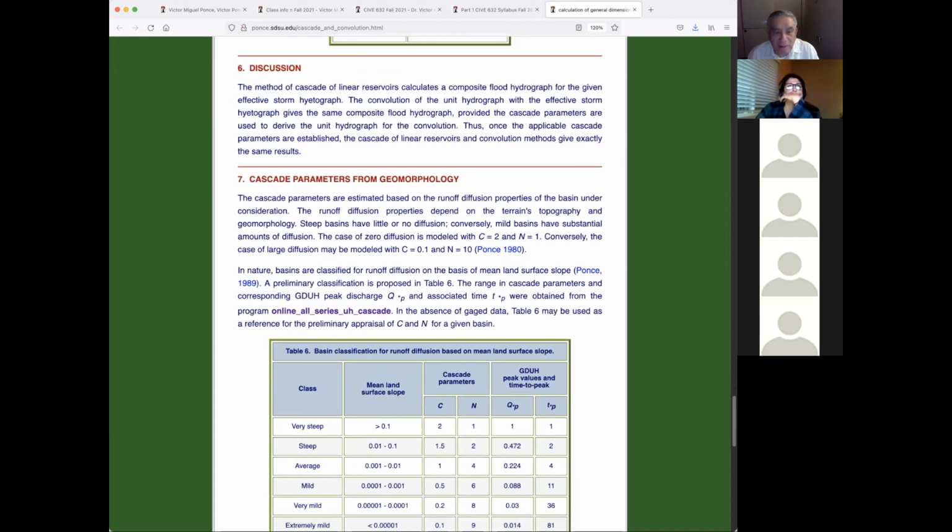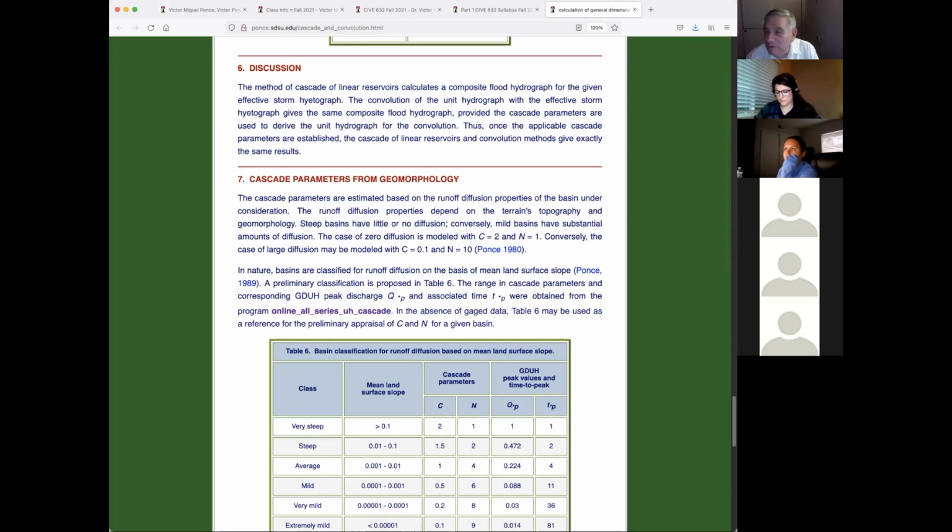The cascade parameters are estimated based on the runoff diffusion properties. The key point here is runoff diffusion. Remember runoff diffusion of the basin under consideration. The runoff diffusion properties depend on the terrain's topography and geomorphology.